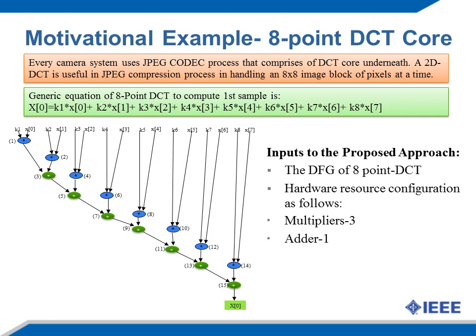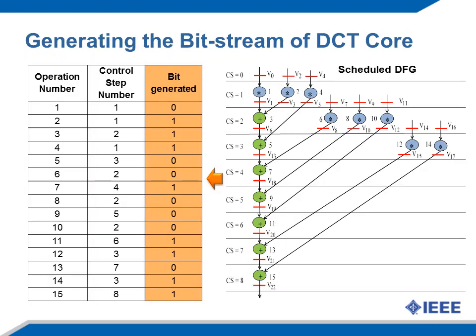Using this equation, we have converted it into a data flow graph, as we can see here. Along with the DFG, we also need a hardware allocation constraint or resource constraint, so we have picked 3 multipliers and 1 adder just for the sake of demonstration. Based on this constraint, the data flow graph of the 8-point DCT is scheduled as shown on the right side, and it takes 8 control steps to complete its final output.